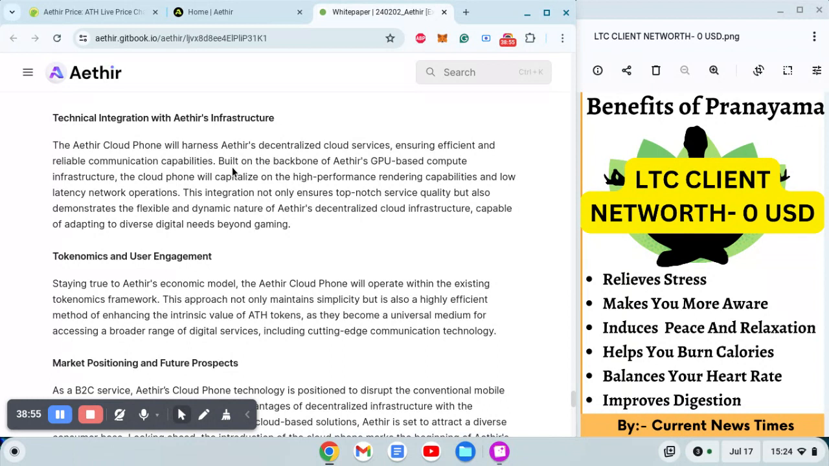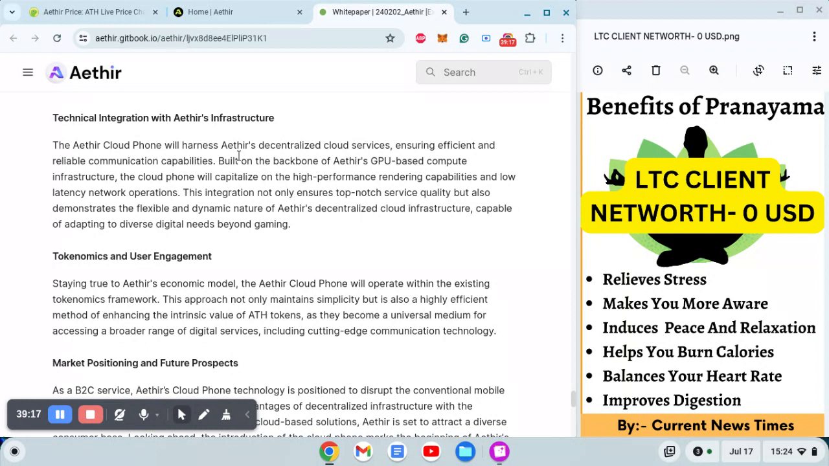Again, what they're saying is that the cloud phone will be very powerful when it comes to rendering, or something that requires high GPU based compute infrastructure. So again, they're probably going to launch a phone as well, or they have launched it, I don't know. But whatever it is, it is definitely a powerful product. But again, not at all an investment advice.